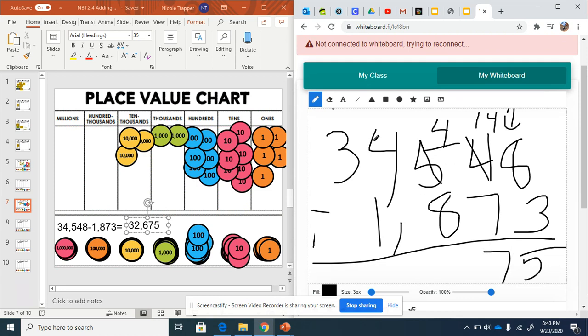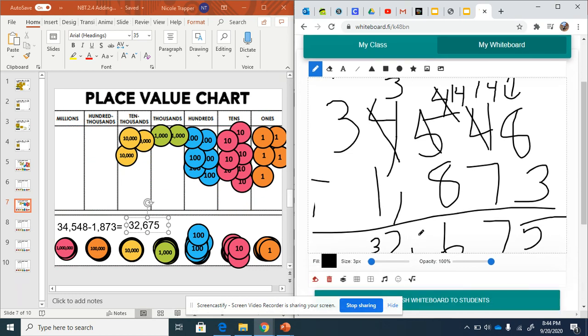4 minus 8 we can't do either, so I need to take away one of the 4s. And I need to make it a 3. Cross out the 4, make it a 14. 14 minus 8 is 6. 3 minus 1 is 2. And 3 minus 0 is 3 for the answer of 32,675.